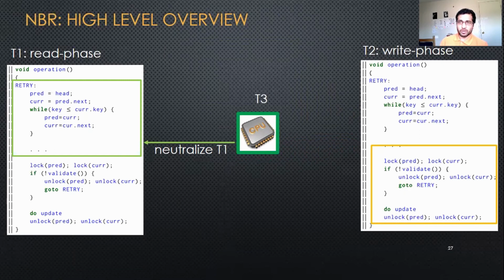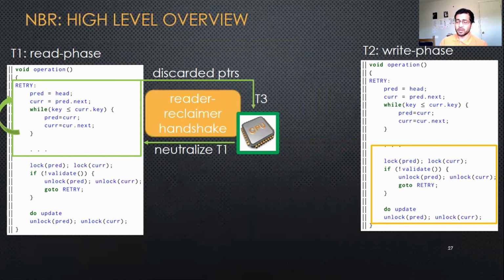And then when T1 receives this communication in the form of this neutralizing signal, it will, in response, restart its operation, which implies that it will discard all its pointers. So T3 can simply be assured that T1 will not be holding any pointer into its retired buffer. So T3 can go ahead and reclaim its retired records. So this is a kind of reader-reclaimer handshake that happens.